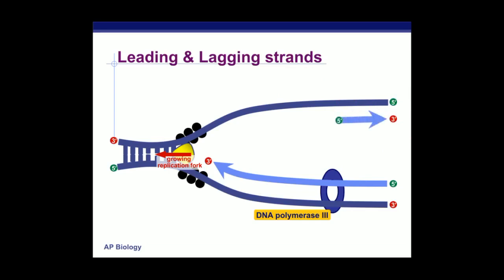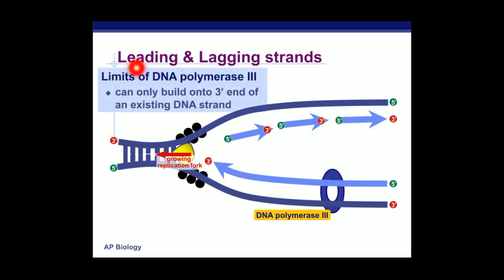So now what will happen? As we all know, DNA polymerase will only form new strands from 5 prime to 3 prime direction, correct? So for that, as you can clearly see, it has to form from 5 prime to 3 prime, 5 prime to 3 prime, 5 prime to 3 prime, correct? But how it will happen, that is what we have to discuss. Here as you can clearly see, DNA polymerase 3 can only build onto the 3 prime end of an existing DNA strand, already discussed.